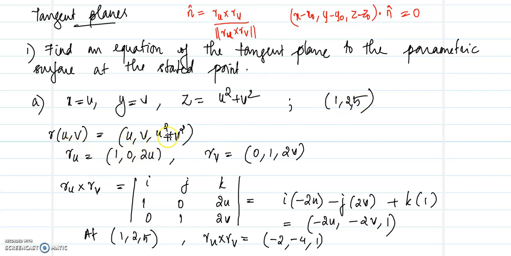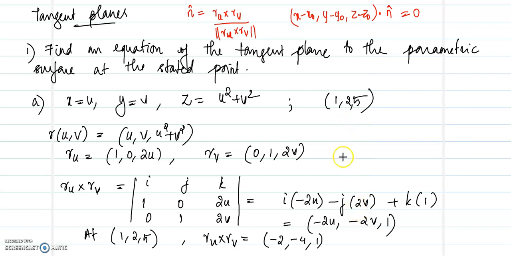R of u, v is u, v, u square plus v square. So first you need to find ru and rv. Take the partial derivative component-wise with respect to u and v. So ru will be (1, 0, 2u), rv will be (0, 1, 2v). Now take the cross product. When you take the cross product, you will get i times minus 2u, then minus j times 2v, plus k times 1. So that is (minus 2u, minus 2v, 1).